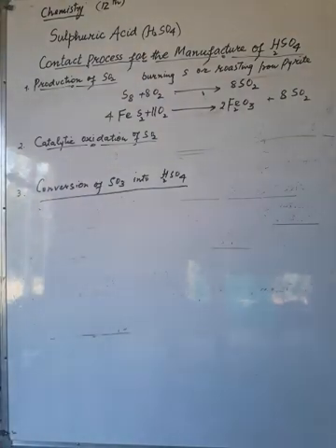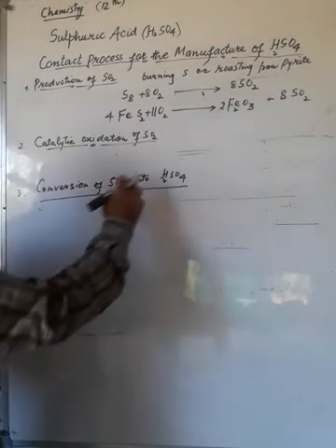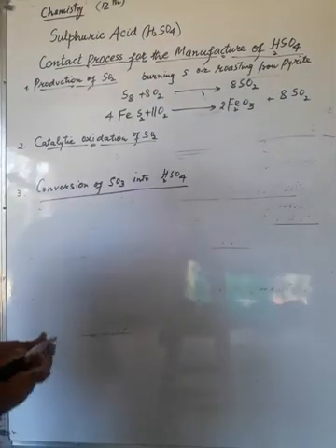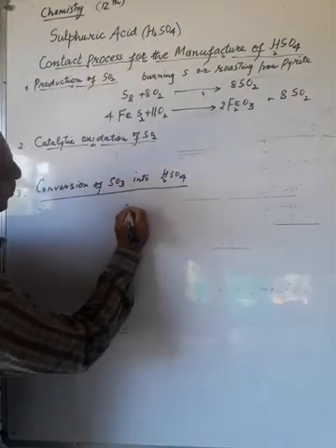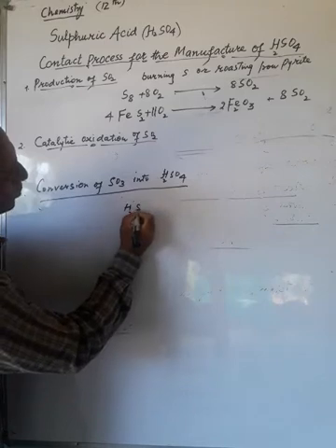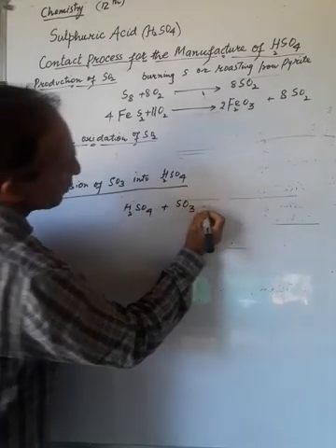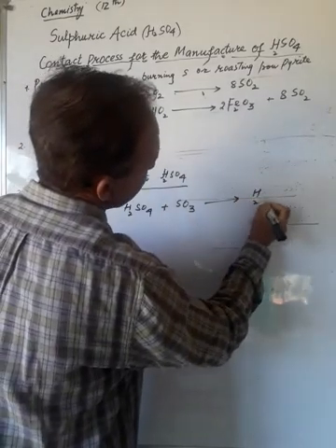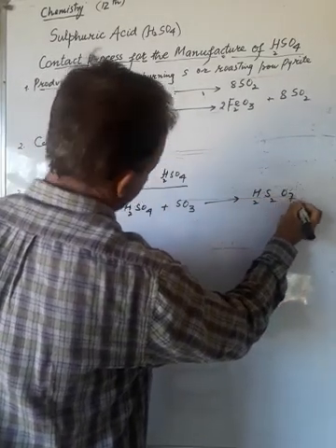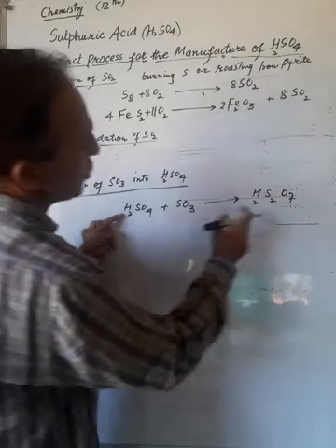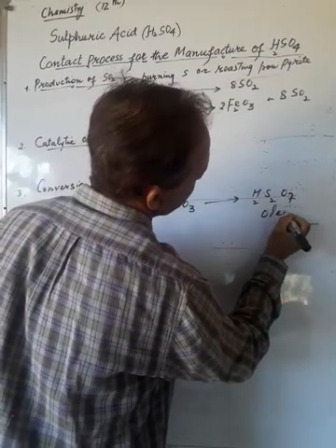Now, sulfur trioxide is absorbed by the concentrated sulfuric acid so as to form the oleum. So, H2SO4 concentrated plus SO3 forms H2S2O7. H2S2O7, this is oleum.